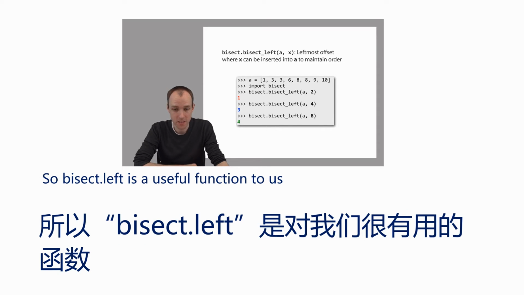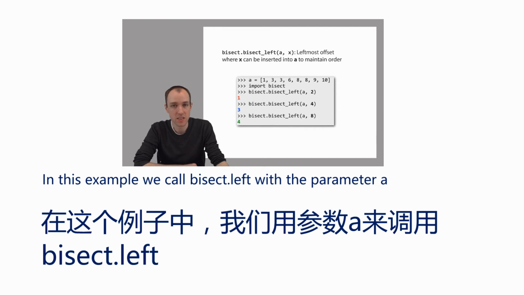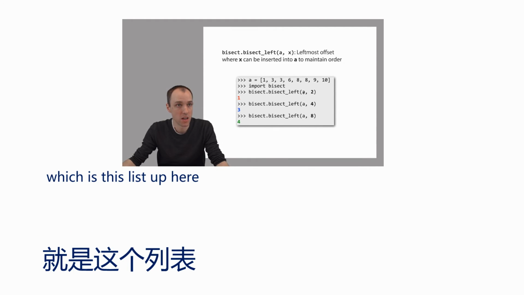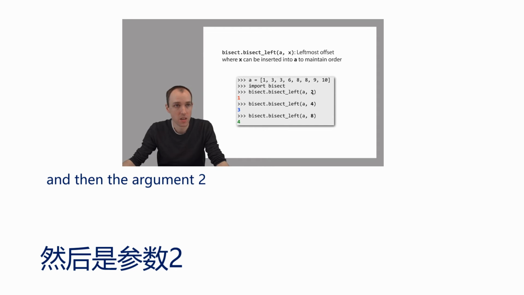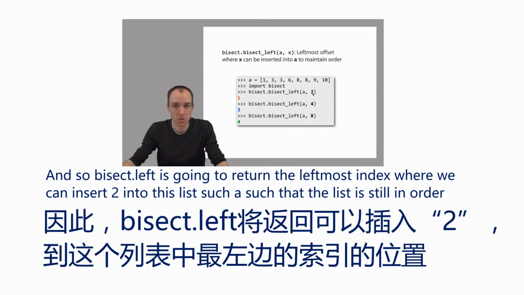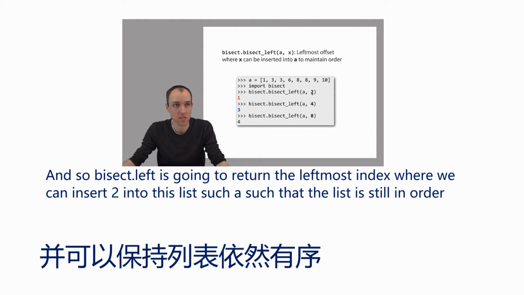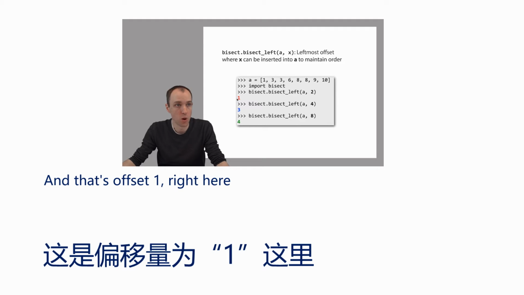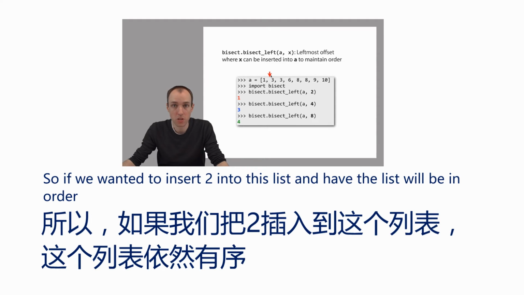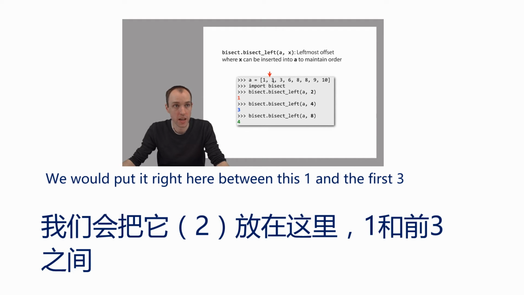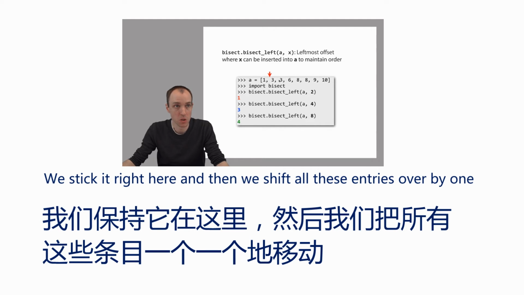So bisect_left is a useful function to us. In this example, we call bisect_left with the parameter A, which is this list up here, and then the argument 2. And so bisect_left is going to return the leftmost index where we can insert 2 into this list such that the list is still in order, and that's offset 1 right here. So if we wanted to insert 2 into this list and have the list still be in order, we would put it right here between this 1 and the first 3. We would stick it right here, and then we'd shift all these entries over by 1.